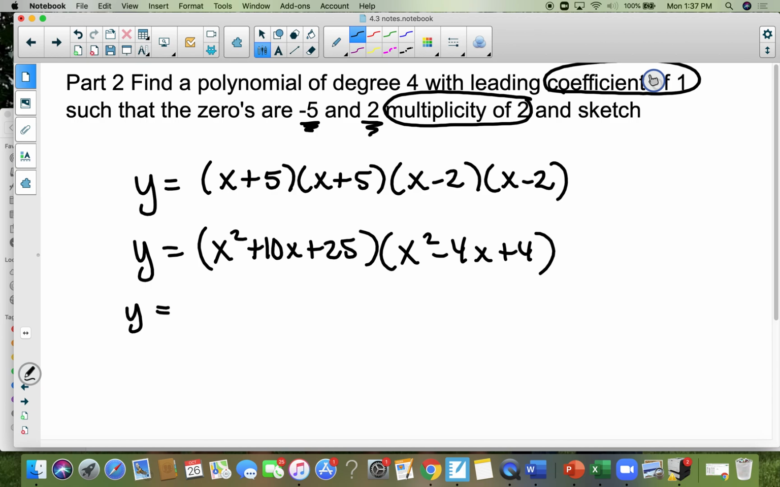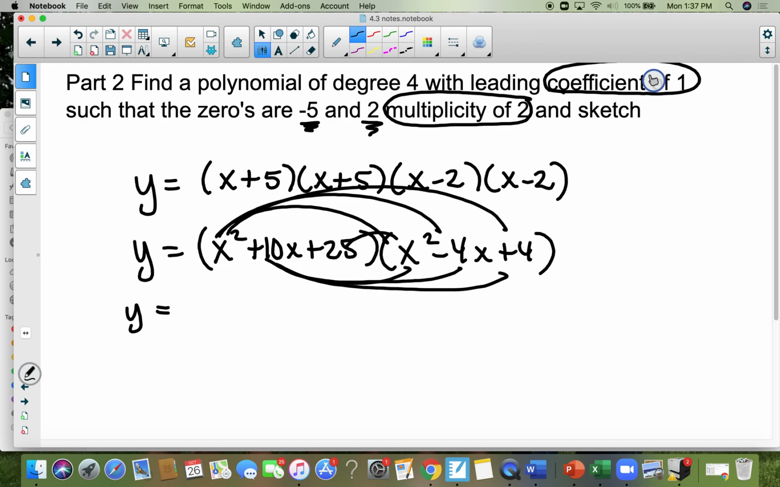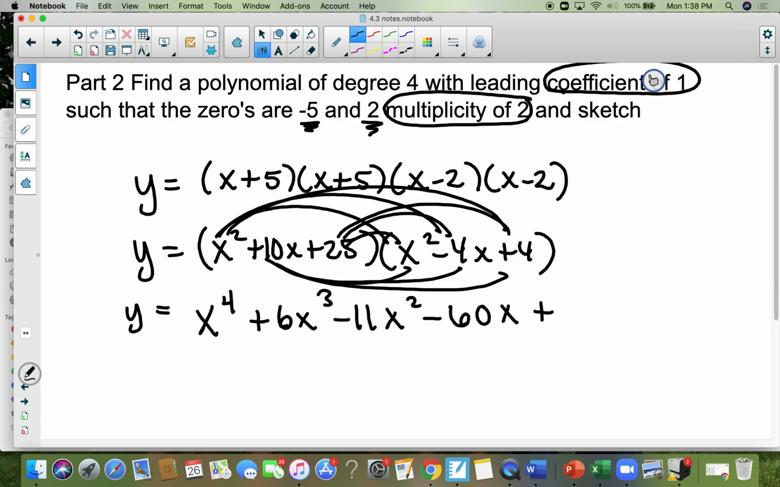So y is going to equal, just to hurry this up, everything inside of the one parenthesis needs to be multiplied with everything inside of the other parenthesis. So you're going to have 9 terms, but then you can simplify it down to x to the 4th plus 6x to the 3rd minus 11x to the 2nd minus 60x plus 100. And then they're asking you also to sketch this one.